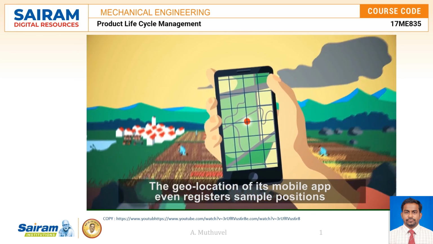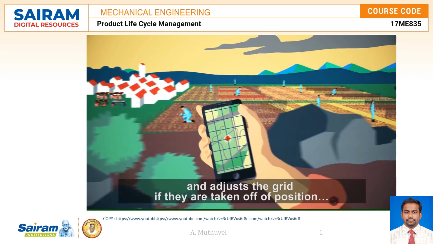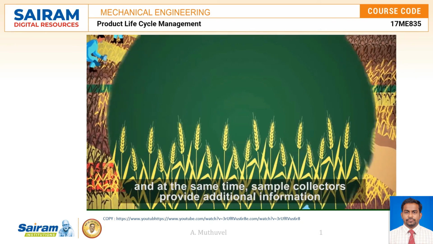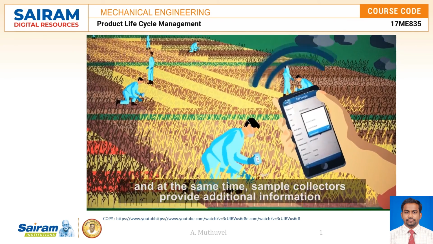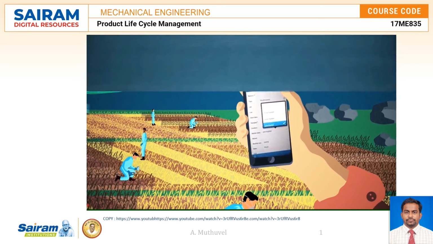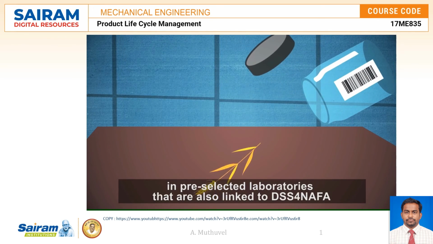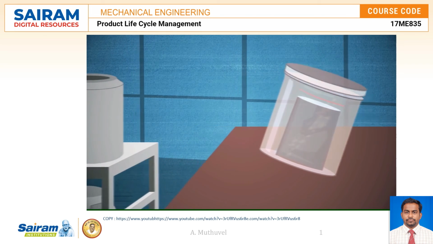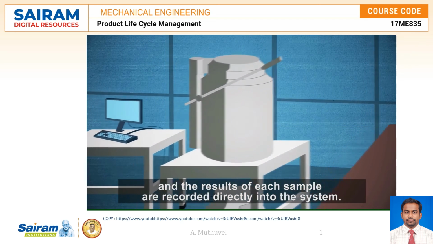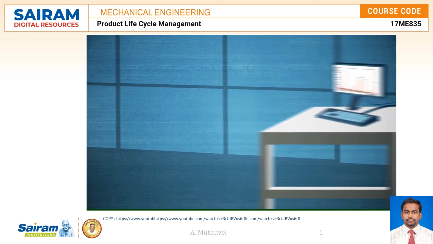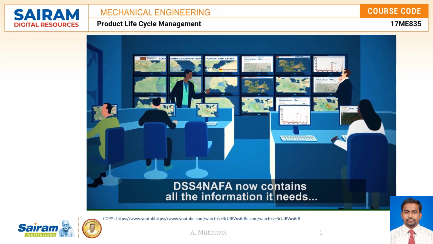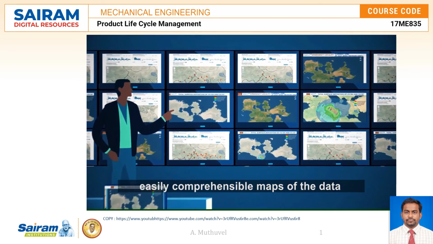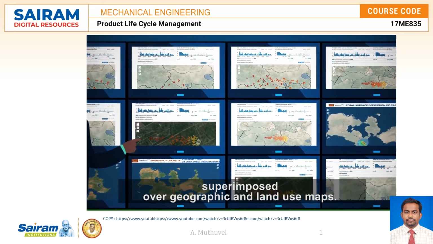The geolocation of its mobile app even registers sample positions and adjusts the grid if they are taken off position. And at the same time, sample collectors provide additional information directly from the field via their mobile. The samples are then analysed in pre-selected laboratories that are also linked to DSS for NAFA. And the results of each sample are recorded directly into the system. DSS for NAFA now contains all the information it needs to generate visuals, easily comprehensible maps of the data superimposed over geographic and land use maps.